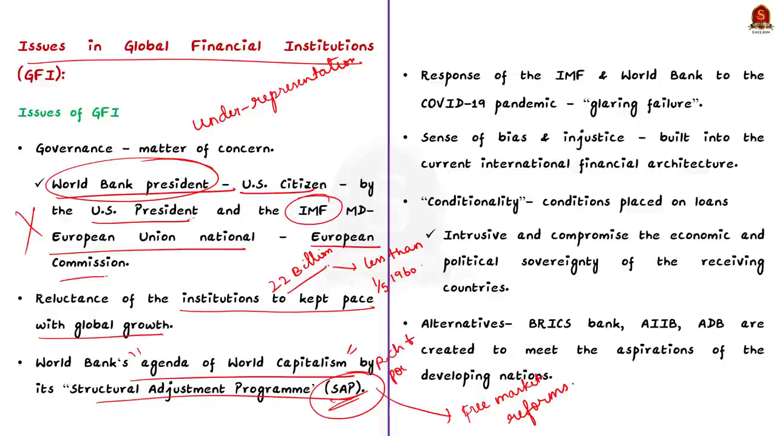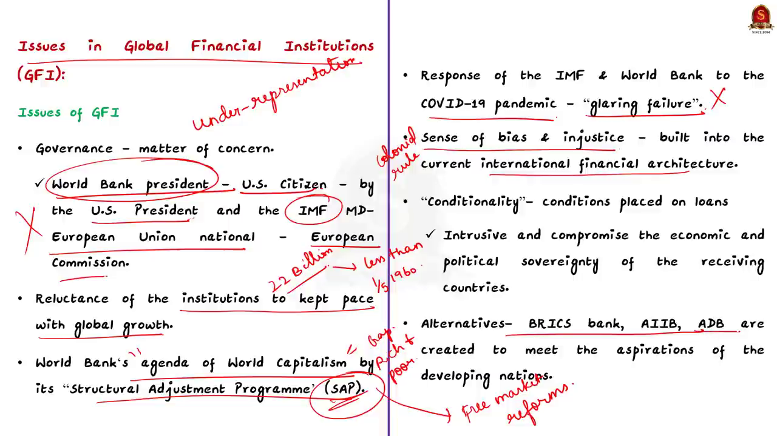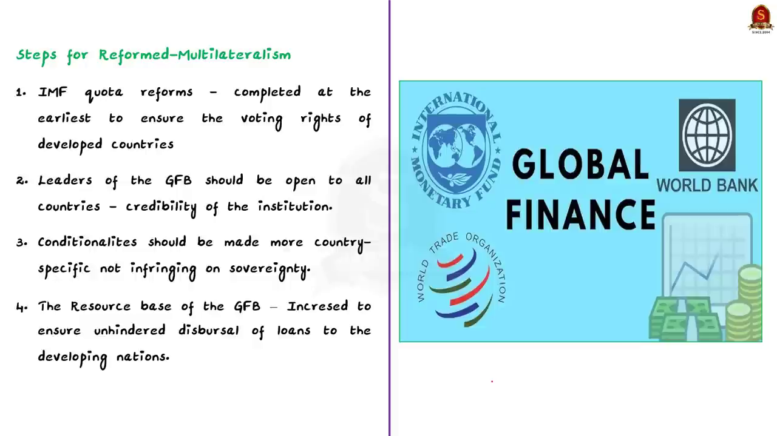The UN Secretary General recently accused the response of the IMF and World Bank to the COVID-19 pandemic of being a glaring failure. He also said in a recent interview that a sense of bias and injustice is inherently present in the current international financial architecture. This is because such institutions were established when many developing countries were still under colonial rule. Many regional financial institutions like the BRICS Bank, Asian Infrastructure Investment Bank, and Asian Development Bank were created to meet the aspirations of developing nations. So let us see the steps taken to ensure the reforms in multilateral financial institutions.